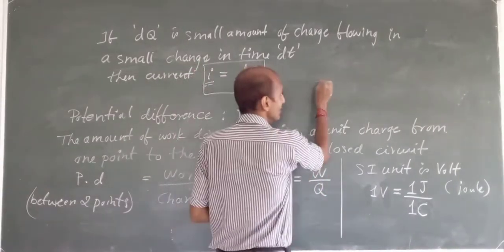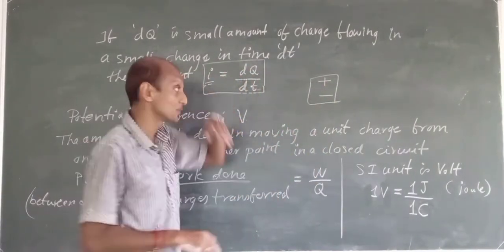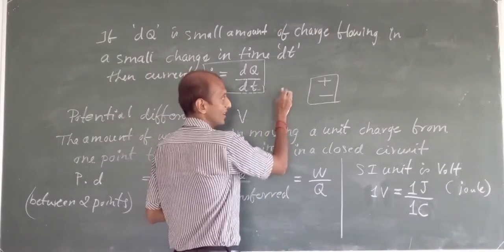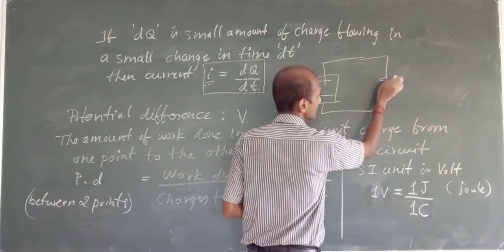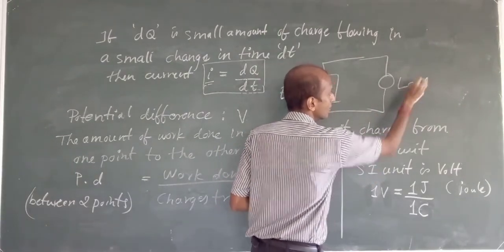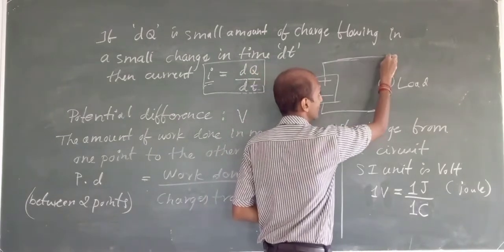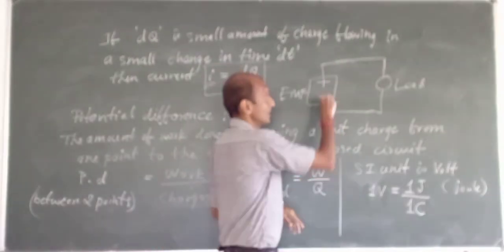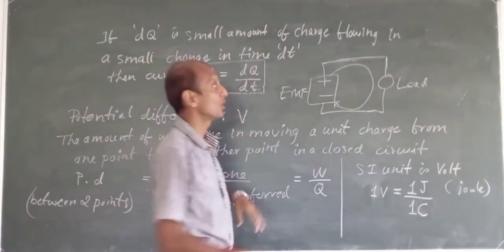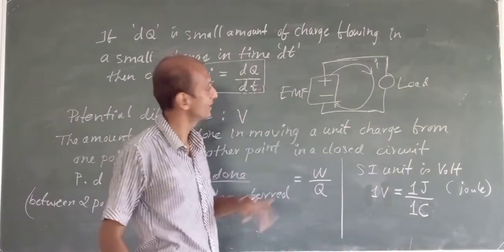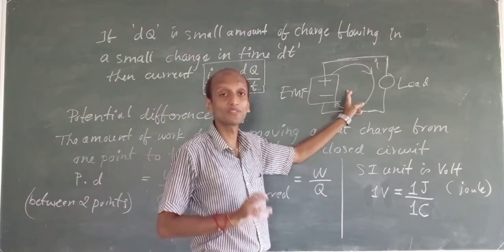People are aware that if I have positive and negative potential, a voltage source or EMF source, the current flowing through a load goes from where to where? There should be a closed path, isn't it? In this closed path, current will flow from the positive of the battery towards the negative of the battery. This is the conventional flow of current, and this is the direction of conventional current.